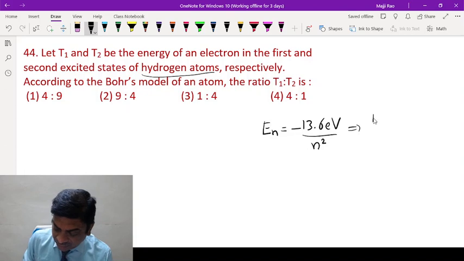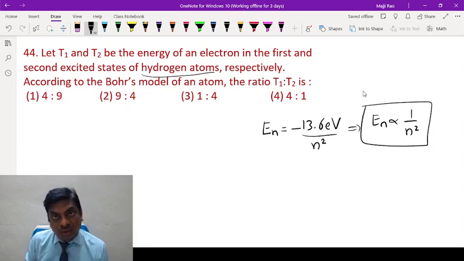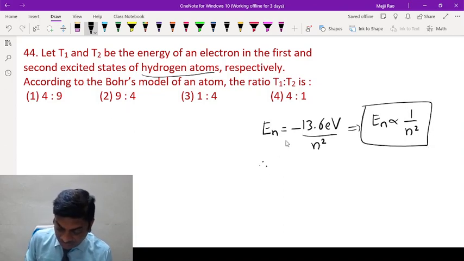So we can write that the energy related to nth orbit varies inversely as the square of the orbit number itself. So we have T1 by T2 is equal to n2 by n1 whole square.